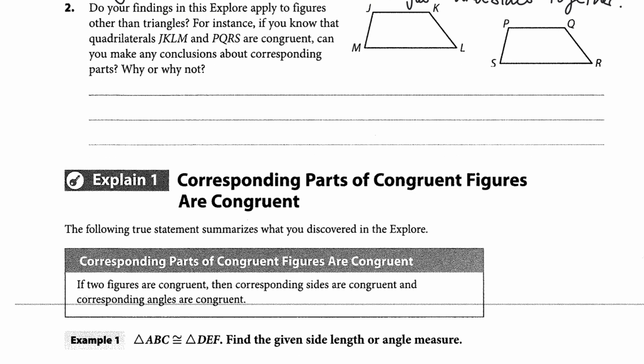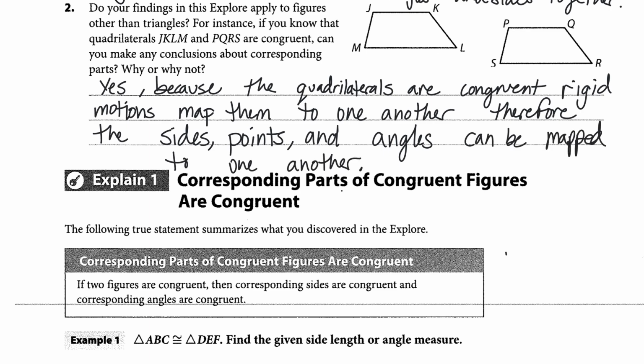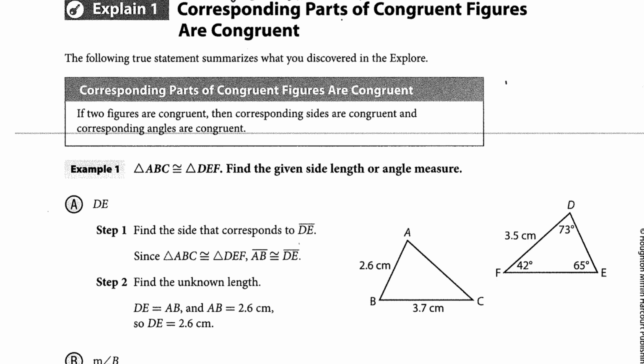Do your findings in this Explorer apply to figures other than triangles? For instance, if you know that quadrilaterals JKLM and PQRS are congruent, can you make any conclusions about corresponding parts? Why or why not? Yes, because the quadrilaterals are congruent, there has to be a sequence of rigid motions that map them to each other. Therefore, the sides and angles are also mapped to each other. Corresponding parts of congruent figures are congruent.